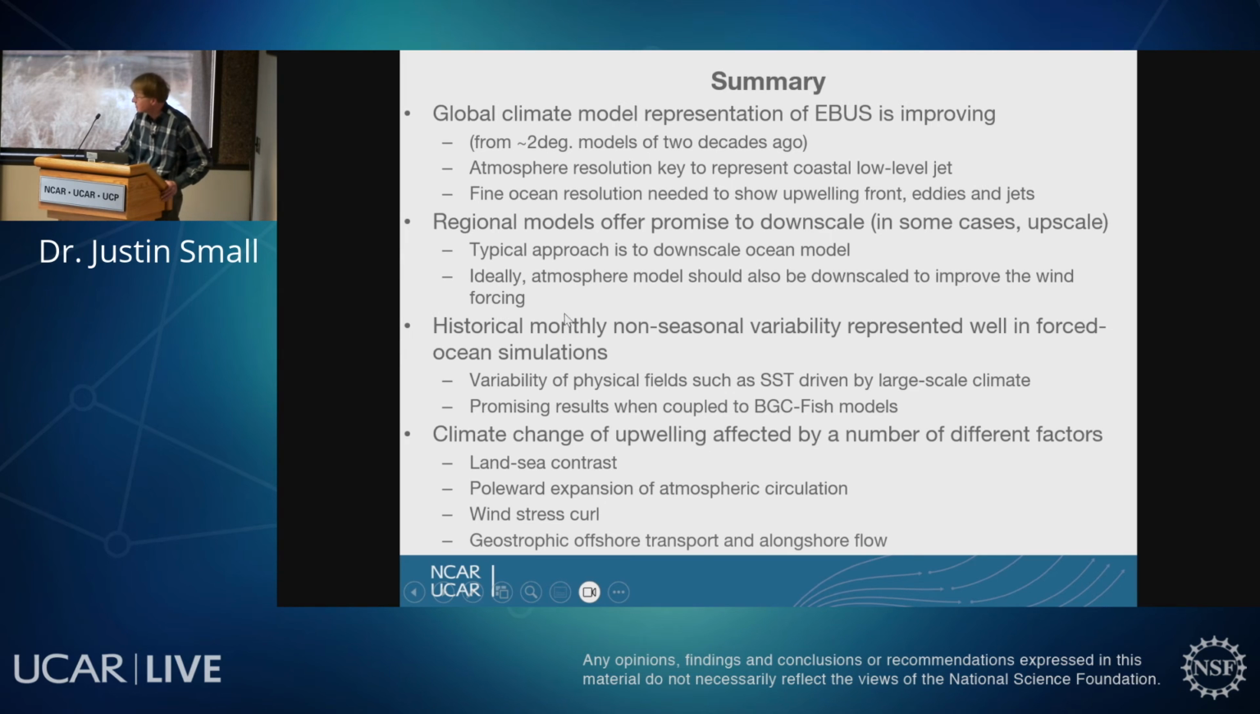The historical monthly non-seasonal variability is fairly well represented in forced ocean simulations. And I didn't talk about this much, but variability of physical fields such as SST, a lot of it is driven by large-scale climate, not just local wind forcing. You can think of ENSO, for example, affects the California Current system and so on. And then we're getting promising results when coupled to a BGC and fish model. It's not perfect results, but these are novel simulations.